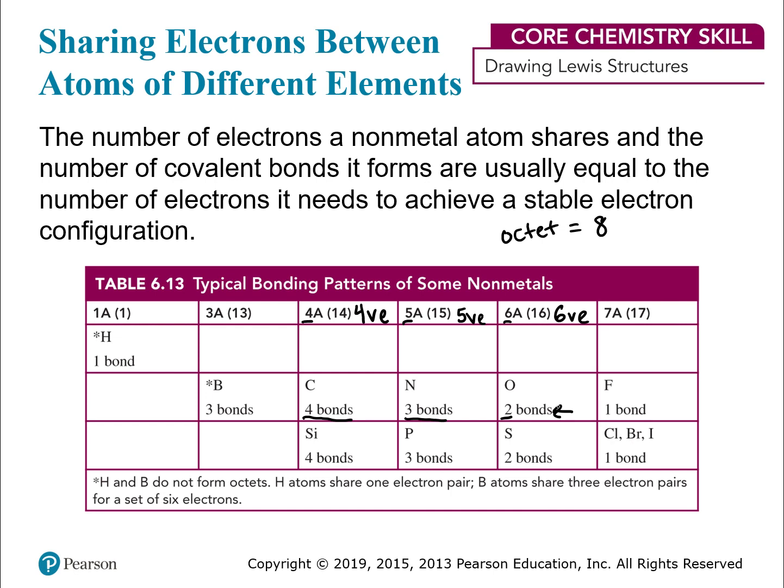Now you see the asterisk next to hydrogen and boron? They don't form octets, so they're exceptions. Hydrogen can only pair with 1. It has 1 electron to share, and that's it. Boron is happy with a set of 6 electrons. So that's a little bit unusual. Everything else follows kind of the octet rule. But hydrogen and boron, they like to be kind of their own little clique there.